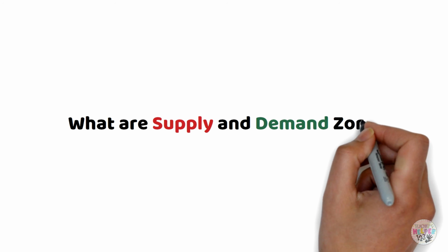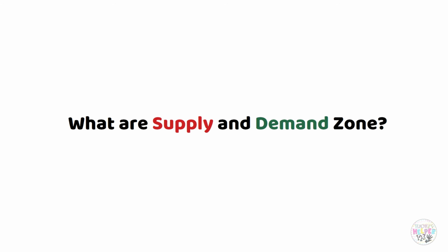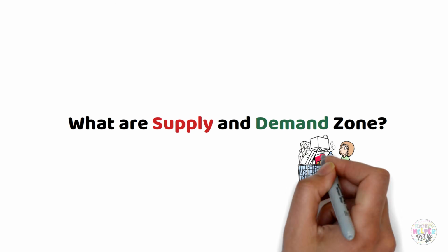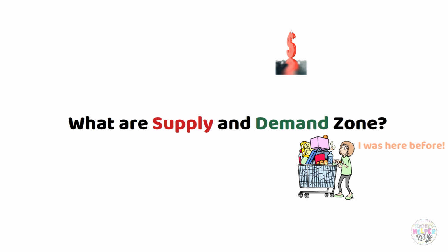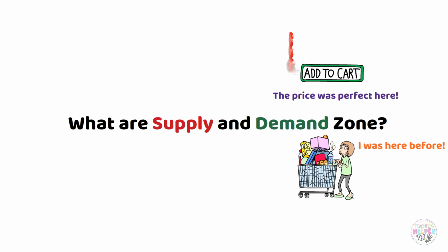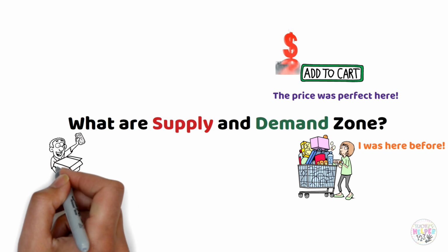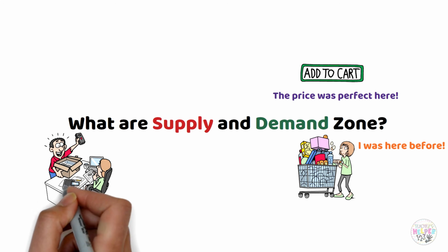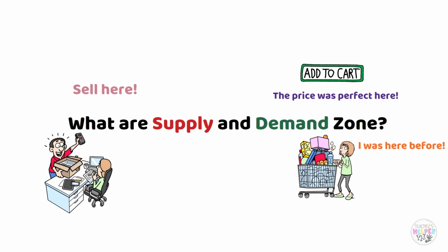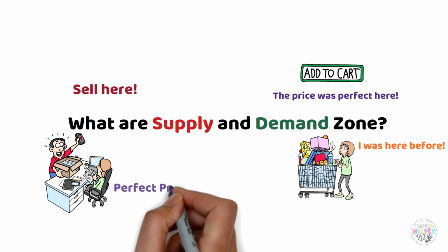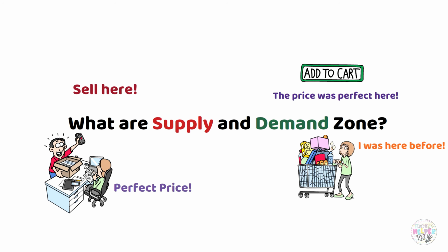So a demand zone is an area where aggressive buyers previously pushed price higher. Okay, it's a strong bullish move. Now, a supply zone is the opposite. It's an area where aggressive sellers previously pushed price lower, and that would be considered a strong bearish move. These areas are important because the market may react there again later.